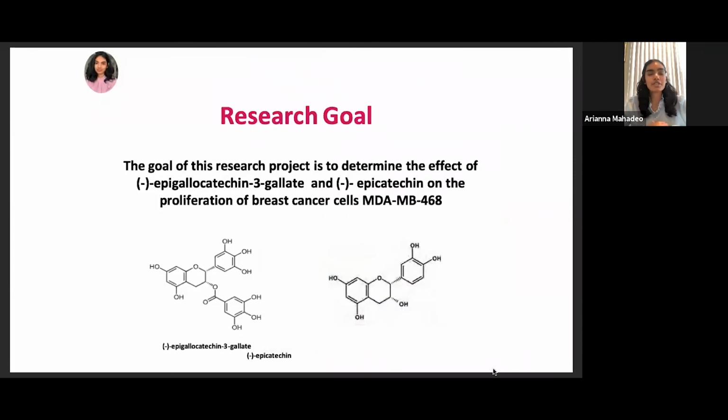The goal of my research project is to determine the effect of epigallocatechin 3 gallate and epicatechin on the proliferation of breast cancer cells MDA-MB 468. These cells are triple negative, making this type of breast cancer very aggressive with not many specific treatments.